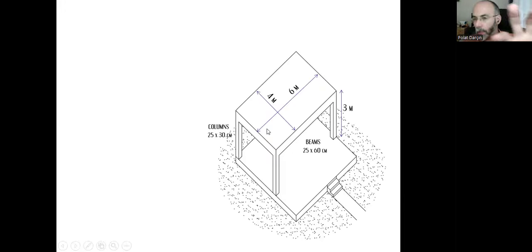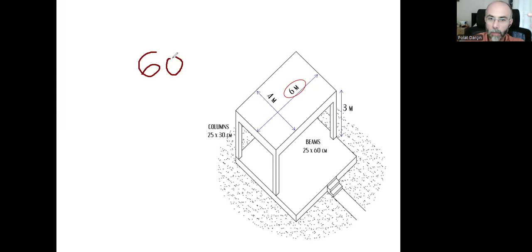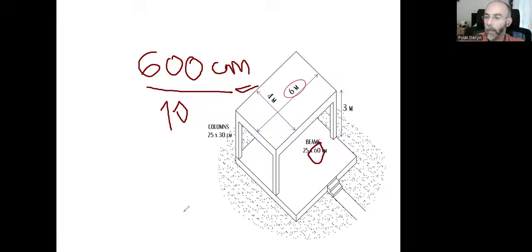So we need to take the larger span, that's 600 centimeters, and divide it by 10. We need to do this calculation: 600 centimeters divided by 10. That's when we find 60. That will be the height of our building beams. The width will be 25 centimeters. The height for all these four beams will be 60 centimeters. So we can do that.